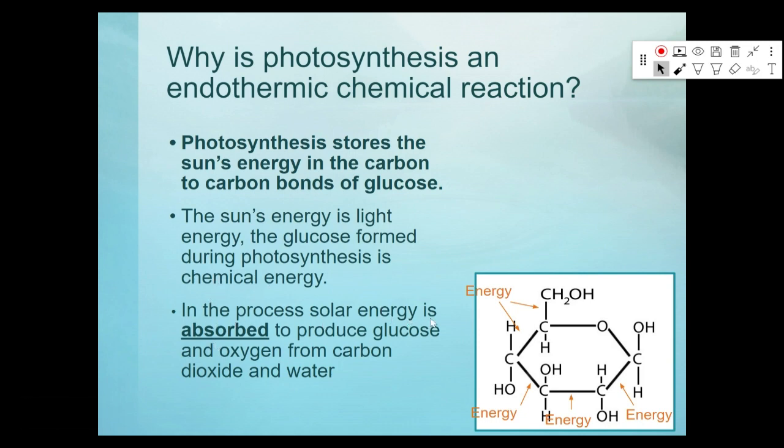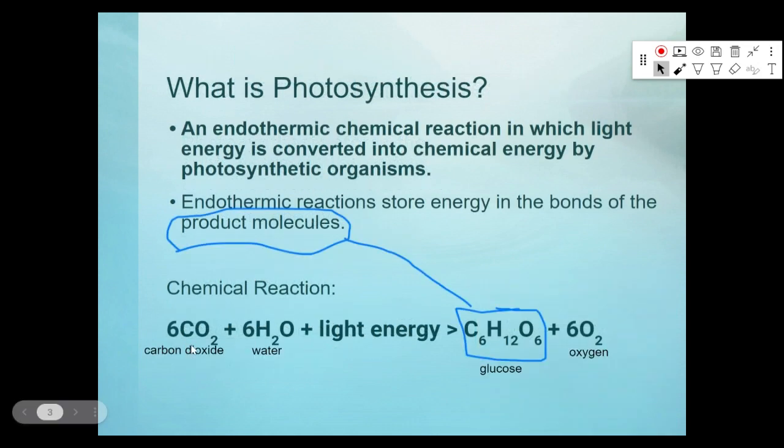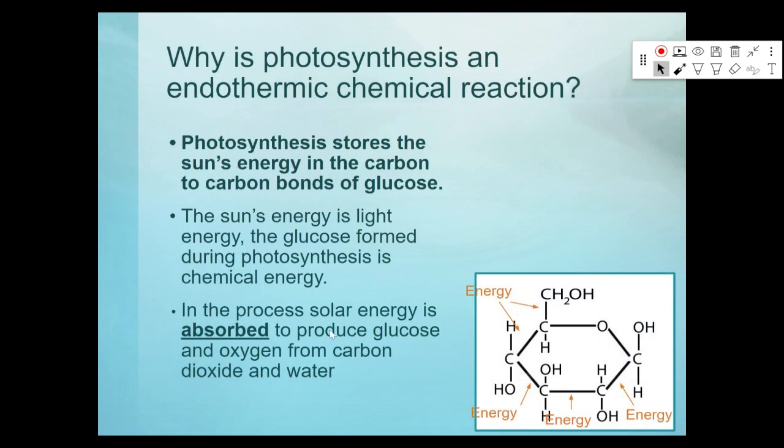In the process, solar energy is absorbed to produce glucose and oxygen from carbon dioxide and water. And so this is what we saw right here, right? That carbon dioxide, that water, that light, they go into the reaction. What we get on the other side is glucose and oxygen. In the process, solar energy is absorbed. And remember, y'all, that's what an endothermic reaction does.